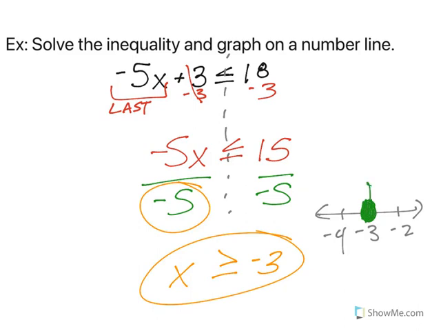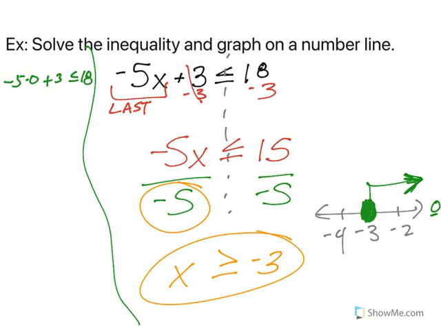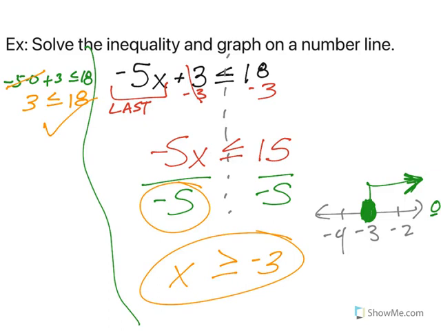So when I put this on a number line, I still have a closed circle because I have the equal to, and it's going to be greater. And at any point in time, if you're wondering, did I shade the right way, you can always check. I know that going to the right, 0 is on this number line. So if I plug 0 in for x, negative 5 times 0 plus 3 is less than or equal to 18. Well, negative 5 times 0 is 0. So I just get 3 is less than or equal to 18. Sure is. And that's how I know it works. And that, my friends, is two-step inequalities and graphing on a number line.